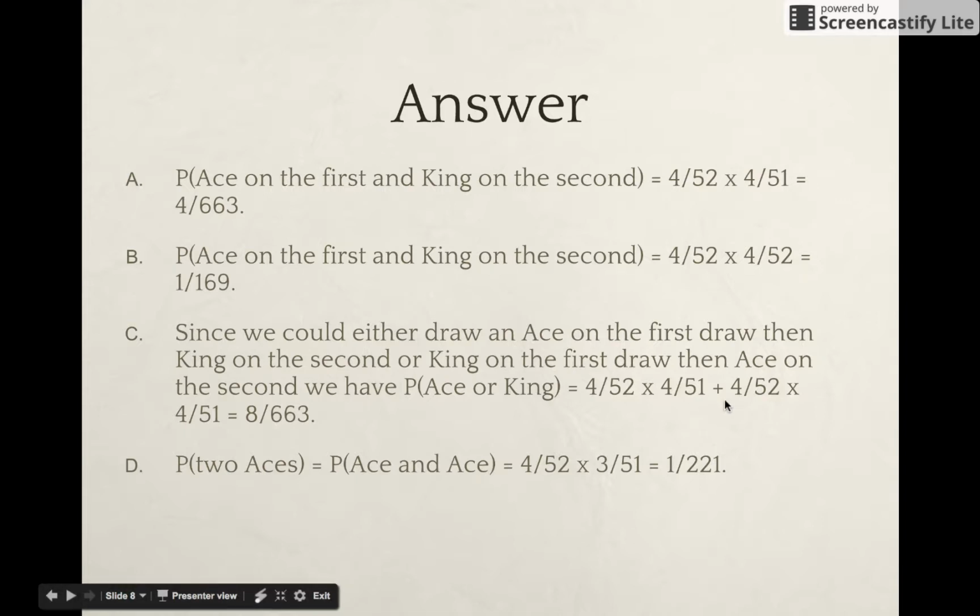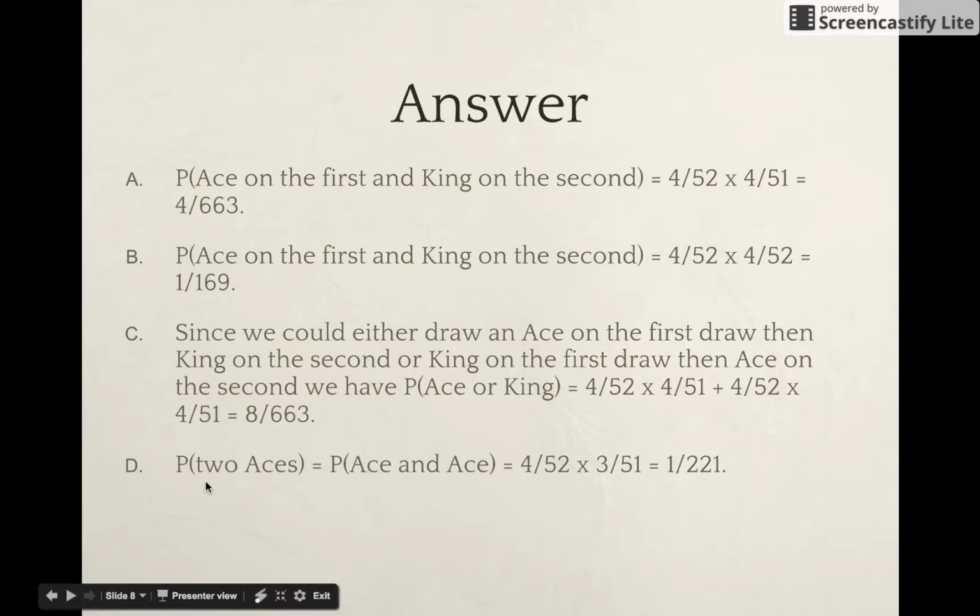We're going to add to that the scenario where we draw a king on the first draw. So there's 4 kings in the deck. There's 52 cards. And then again, once we've drawn the card, there's only 51 cards left in the deck. So 4 aces out of the 51 cards, this is our probability of selecting an ace on the second draw, given that we've already selected a king. Multiplying and summing these up results in 8 out of 663. You will notice that is double part A, as it should be.